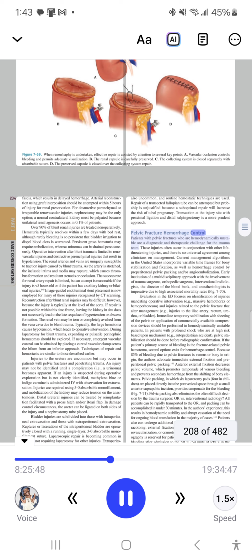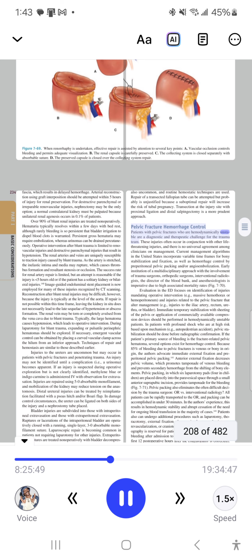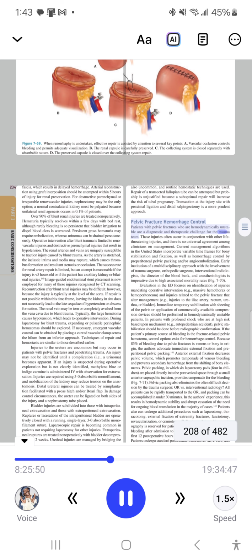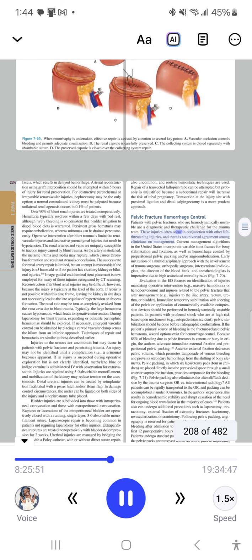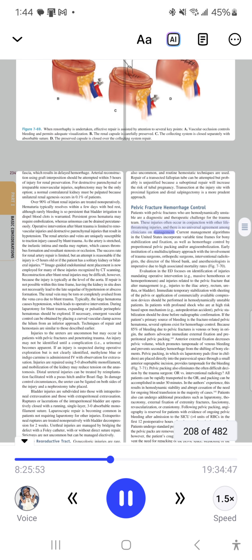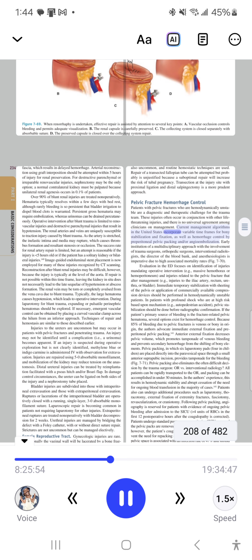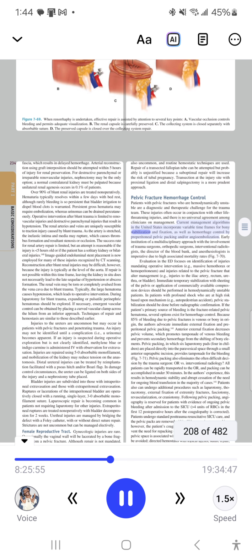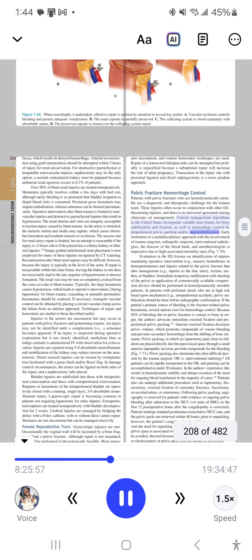Pelvic fracture hemorrhage control. Patients with pelvic fractures who are hemodynamically unstable are a diagnostic and therapeutic challenge for the trauma team. These injuries often occur in conjunction with other life-threatening injuries, and there is no universal agreement among clinicians on management. Current management algorithms in the United States incorporate variable time frames for bony stabilization and fixation, as well as hemorrhage control by peritoneal pelvic packing and/or angioembolization.